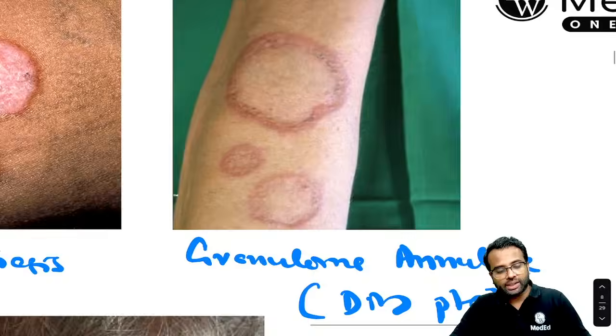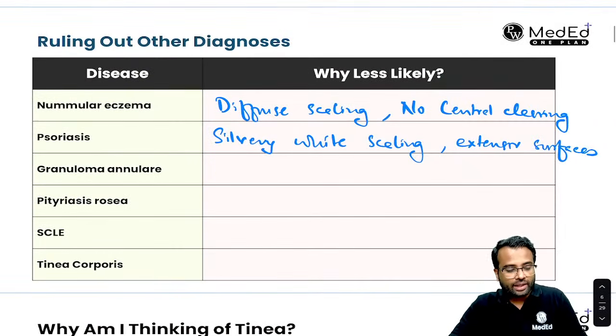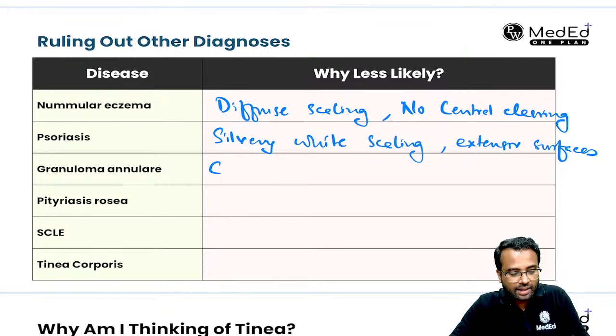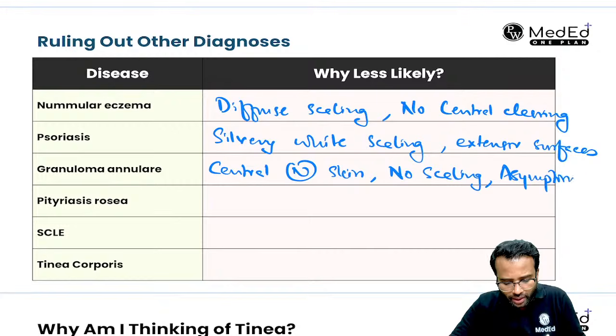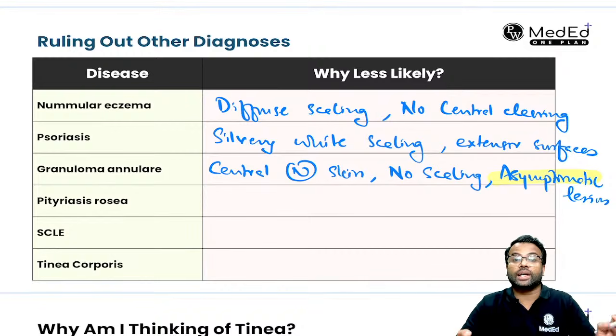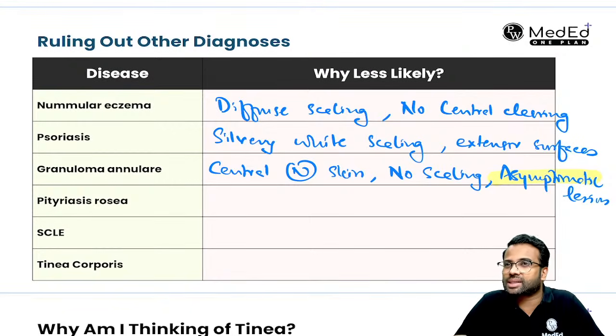Okay, so the difference is, when you observe these kinds of lesions in granuloma annulare, you can see a central normal skin, no scaling, and this is going to be an asymptomatic lesion. Asymptomatic lesion. So in our question, our patient had itching. Here there will be no symptom, and this is called granuloma annulare. So these are, see, there are some skin conditions.